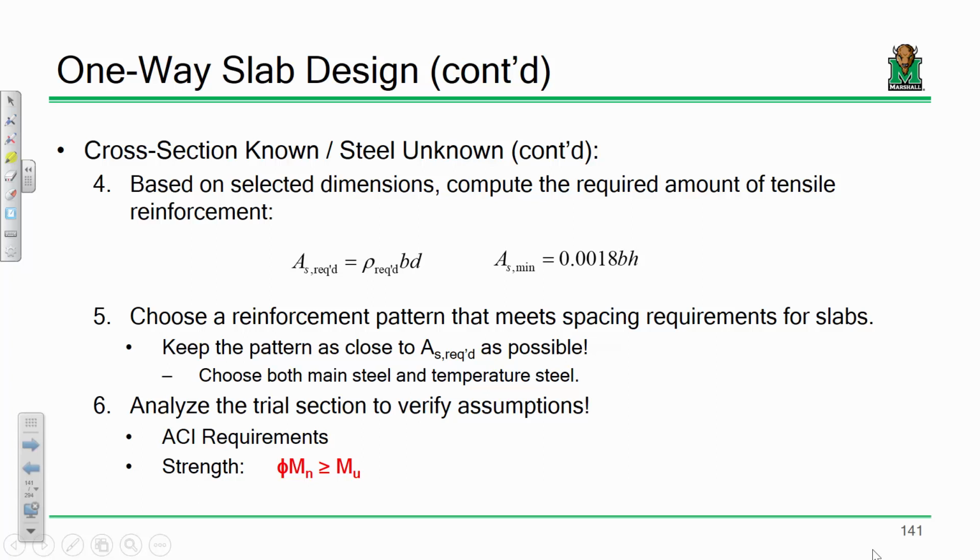Notice how we've got, ooh, I've got a typo there. I need to fix that. I'm going to fix that before I upload it. This is supposed to be T, so that's supposed to be A_T min is 0.0018 b h. Sorry about that. I'll fix that before I upload it. But there are two formulas here for reinforcement. So wait a minute. Beams, we only have the one. We just computed the area of steel. So what's this other thing?